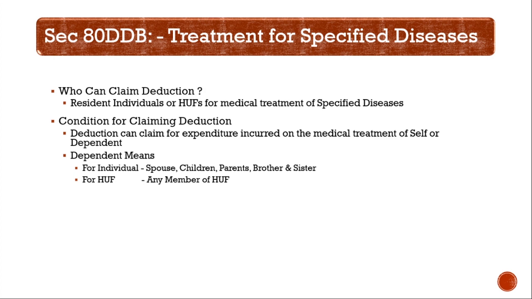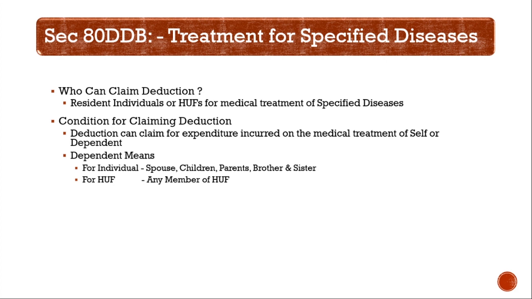What does person mean here? Person means a resident individual or a HUF. So from this you might have got an idea that this section deals with a person who is a resident individual or a HUF who is suffering from the specified diseases and is also taking treatment for the same, and is eligible for the deduction.